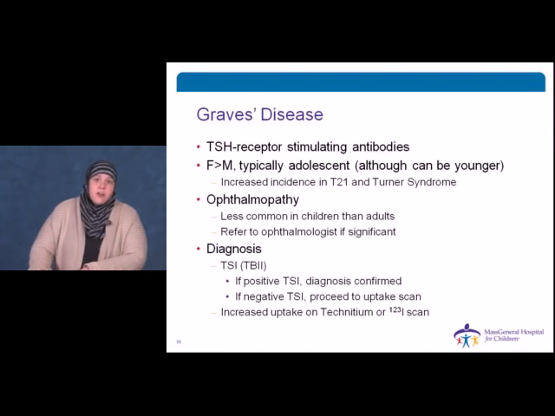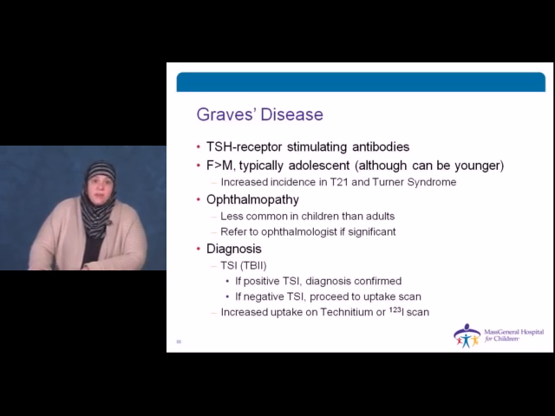Graves' disease is by far the most common cause of hyperthyroidism, and it's caused by TSH receptor stimulating antibodies. So in other words, antibodies that sit at the TSH receptor and cause it to act. As with Hashimoto's, it's much more common in females than in males, and we typically see Graves' in the adolescent age group, although it certainly can occur earlier. Again, as with Hashimoto's, there's an increased incidence in trisomy 21 and in Turner syndrome. Graves' disease can have with it ophthalmopathy, although this is less common in children than in adults. And if this is present, referral to an ophthalmologist should be made.